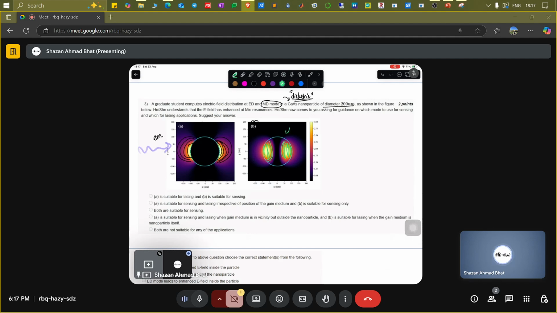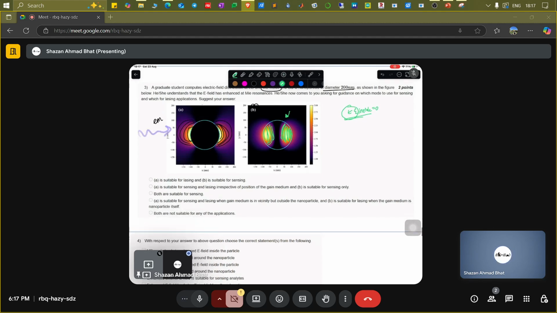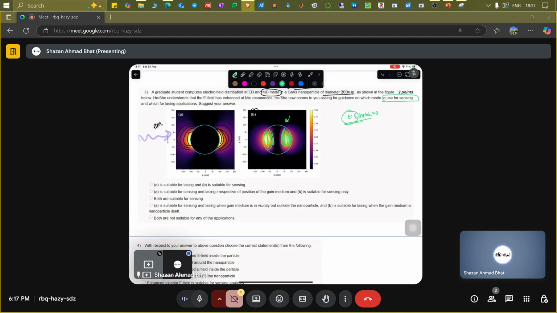You see that this is dielectric, otherwise the electric field lines would not exist inside. If it was a metal, then the electric field inside is zero. But this is dielectric, that's why the electric field strength is shown inside. This bar basically shows the electric field distribution, or the intensity. Now, what are we going to use for what purpose? He wants to use one for sensing and the other for lasing applications.